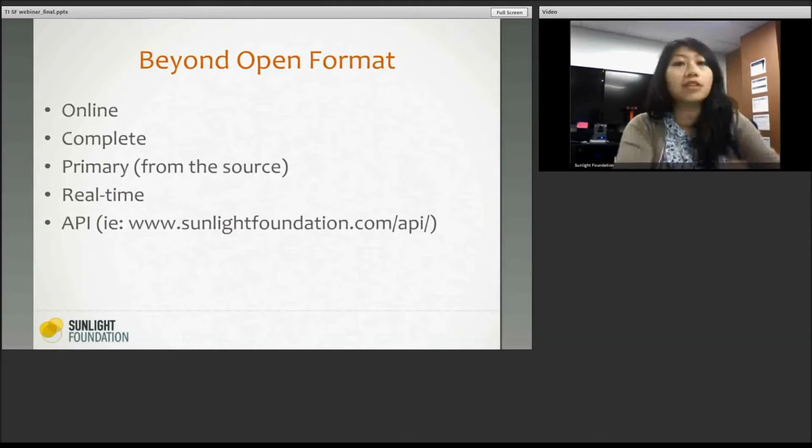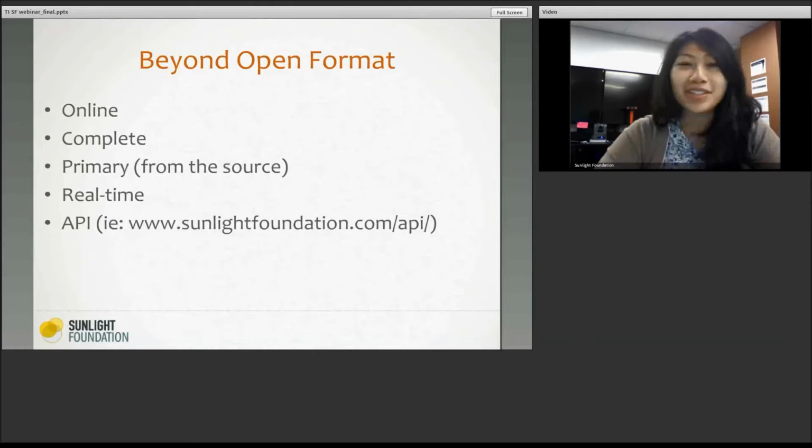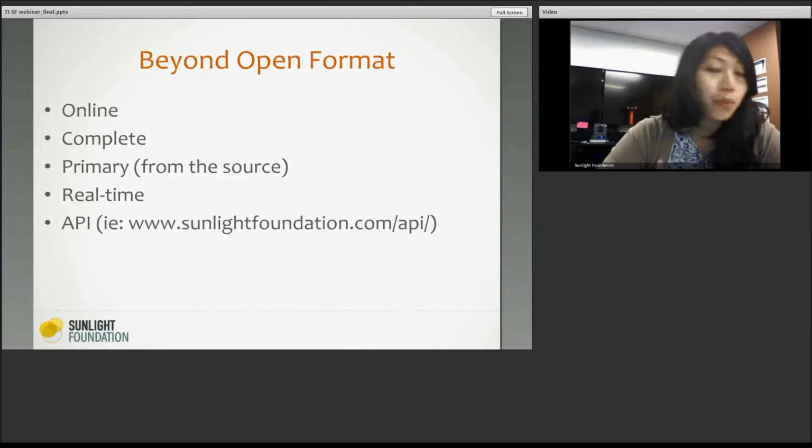The data should be online. And that is a big change now because we're doing webinars online. A lot of information can now be made available online. And then additionally, as Julia said earlier, it really needs to be complete. Complete information is important because you can see the full story. And primary, so it comes from the source.